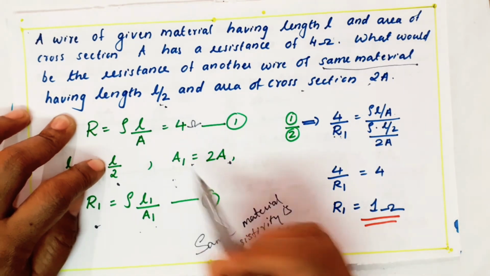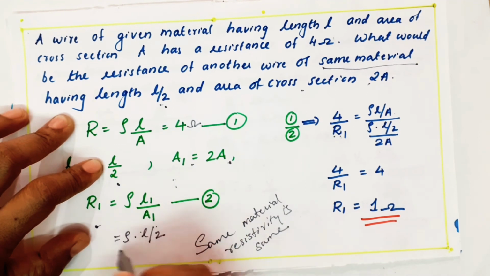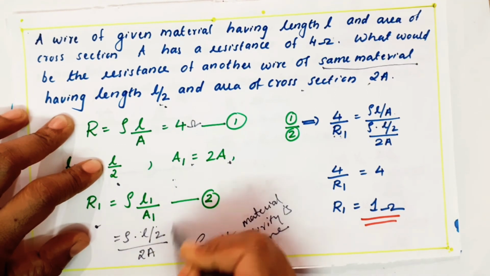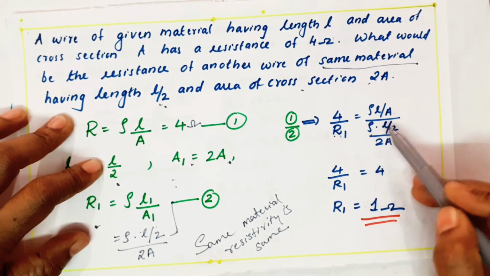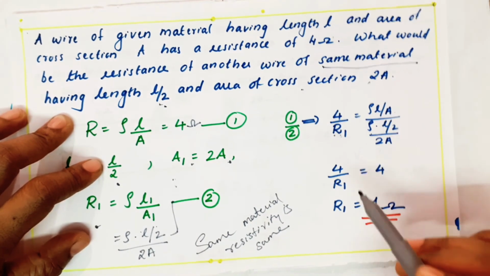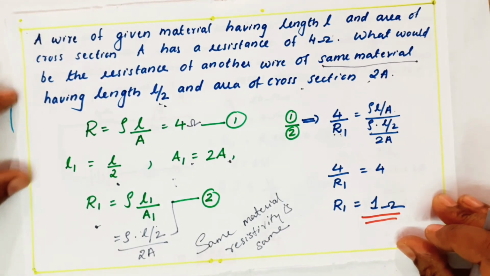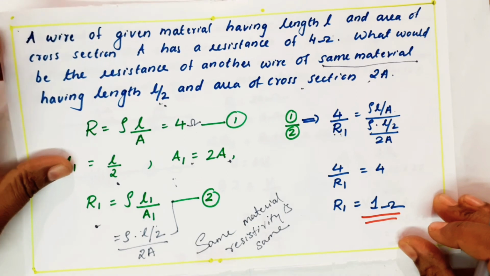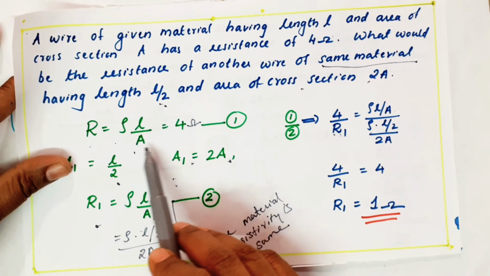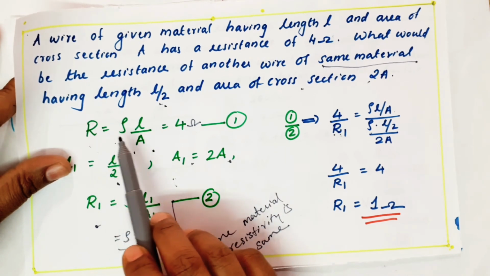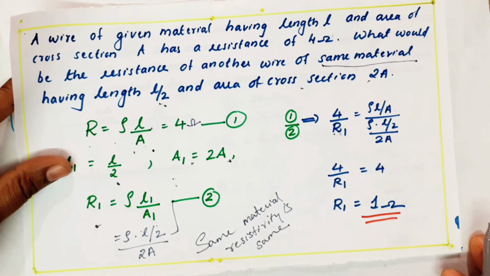What I did? These two equations. If you want, here you write rho into L by 2 by 2A. This value only is substituted. Rho into L by 2 by 2A. Rho L by A cancel. 4 cancel. So what is your resistance? R is equal to 1 ohm. So I need to remind you the equation for resistance as R equals rho L by A. R is the resistance, rho is the resistivity, L is the length and A is the area of cross section.